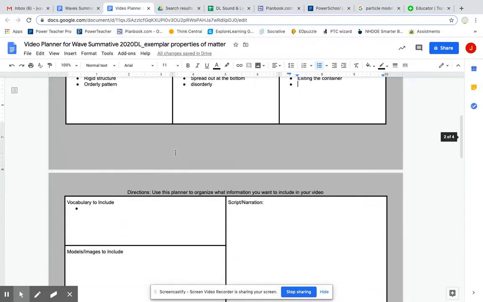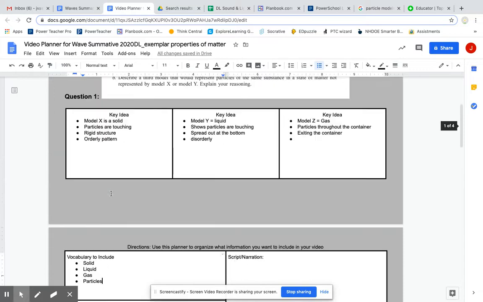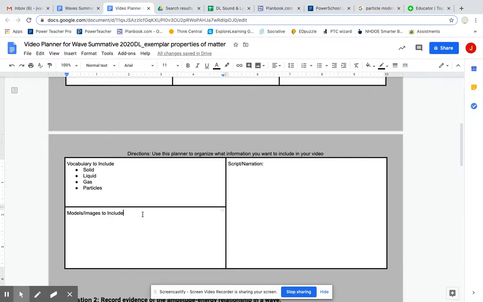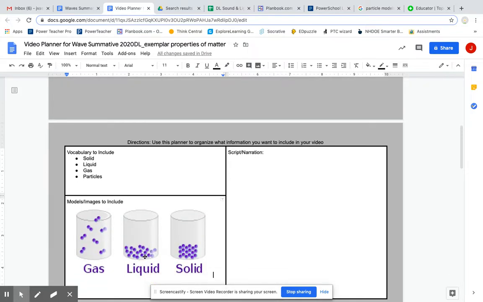Now, I'm going to go down here. The vocabulary I'd like to include: obviously solid, liquid, gas, and I'm also going to make sure I point out what a particle is, because I talk about particles a lot up in my key ideas, okay? Now, the models or images I want to include: I am given Model X and Y, but I'm not given Z. And sometimes it's easier to describe things when you have a picture there. So I'm going to include a model that has a gas, liquid, and solid so I can talk about all 3 of those things and have that picture there for me. So I'm going to include this image right here.